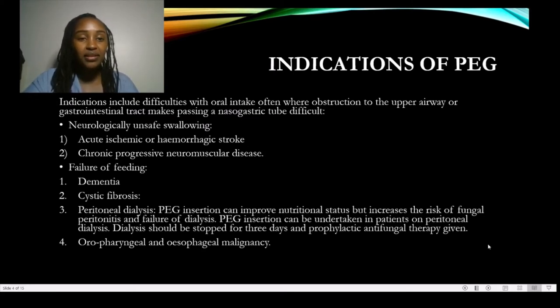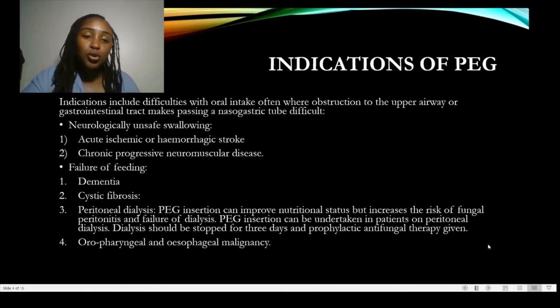Another category of indication is when there's failure of feeding. Examples where someone has dementia or Alzheimer's, they are not able to remember that it is time to feed, or they are not able to remember that they need to eat. Even if you're there and you're trying to assist them, they may not even be cooperating with eating and swallowing, and therefore a tube can be put, to just place food in their stomach.